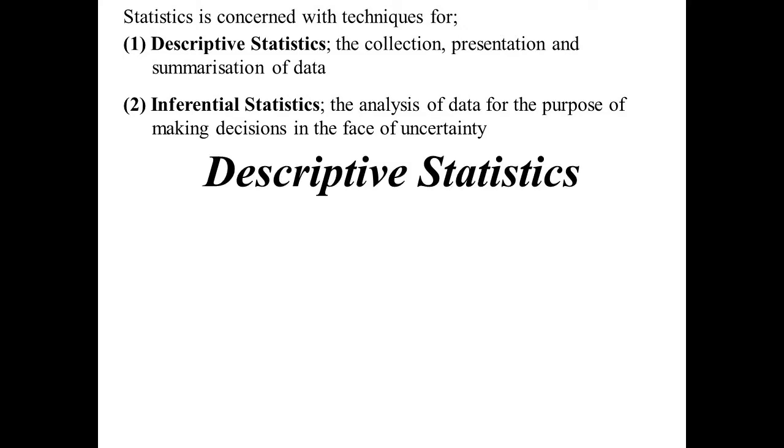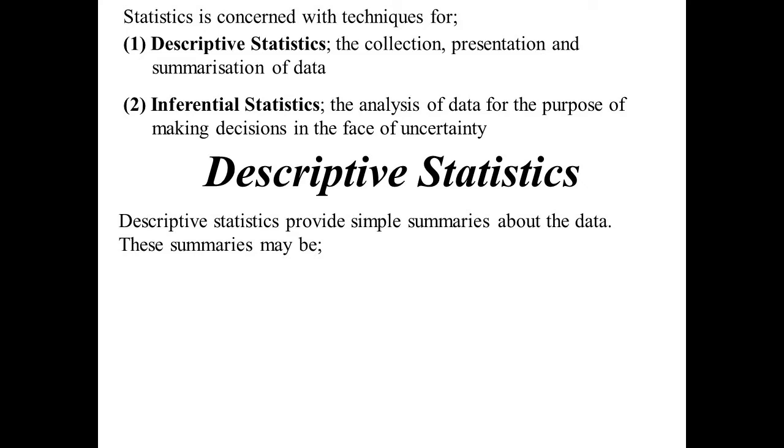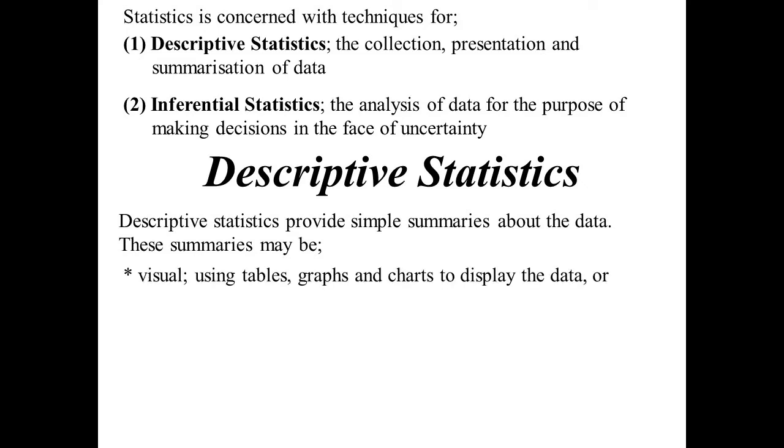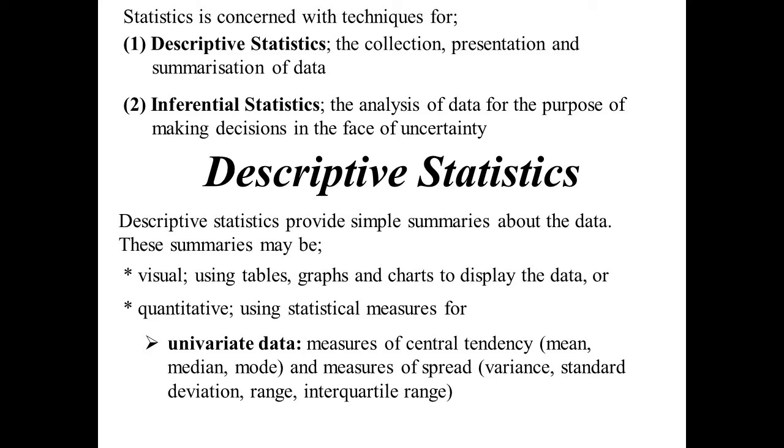So let's look at descriptive stats. We're going to summarise the data. Those summaries might be visual: tables, graphs, charts, put all the data in there. Or it might be quantitative: mean, median, mode. So if we have univariate data, then we can find things like the measure of central tendency, mean, median and mode. Where's the middle of the data? And how spread out it is. That's usually the other thing we're interested in. Variance, standard deviation, interquartile range, those sorts of things.